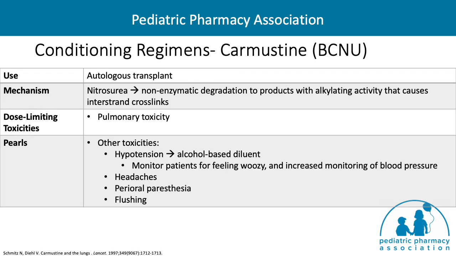Carmustine is used in autologous transplant conditioning regimens. It's a nitrosourea that works through non-enzymatic degradation to products that have alkylating activity and that cause interstrand crosslinks. A dose-limiting toxicity is pulmonary toxicity, and the probability of developing lung toxicity has been found to be exposure-related.